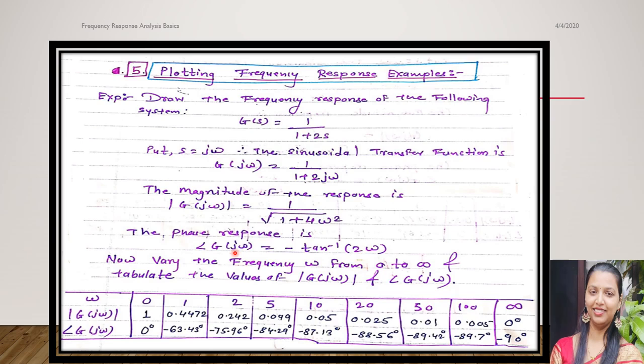So now vary the frequency ω from 0 to infinity and tabulate the values of magnitude G(jω) and angle G(jω). So this is the table we have to make. We have to vary the frequency ω from 0 to infinity.